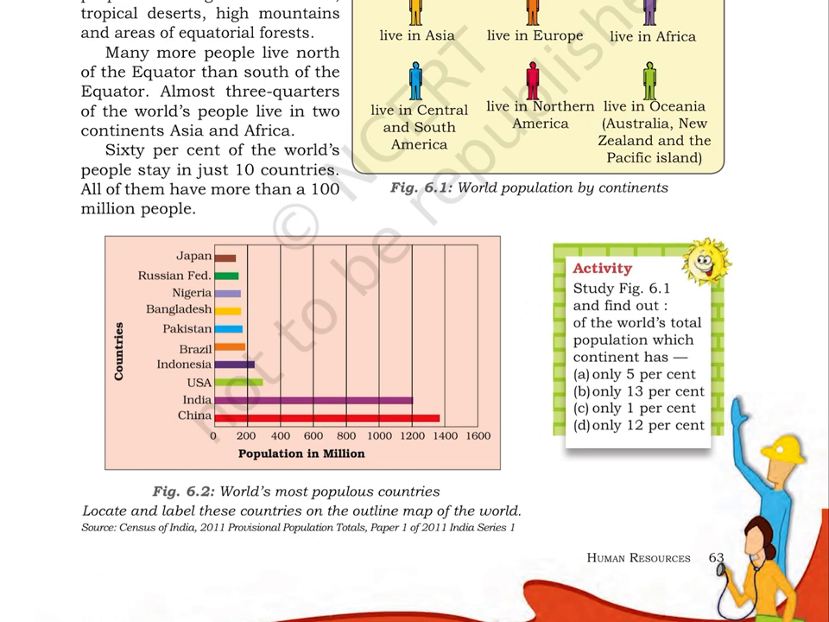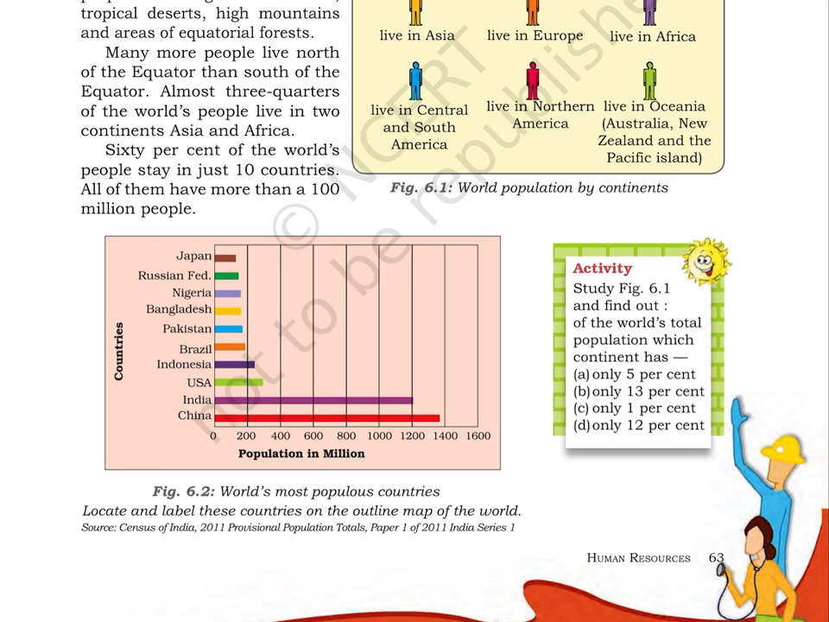On the right side of page number 63, there is a green box which reads Activity. Study figure 6.1 and find out of the world's total population which continent has A. Only 5%, B. Only 13%, C. Only 1%, D. Only 12%. Page number 64. Density of population.